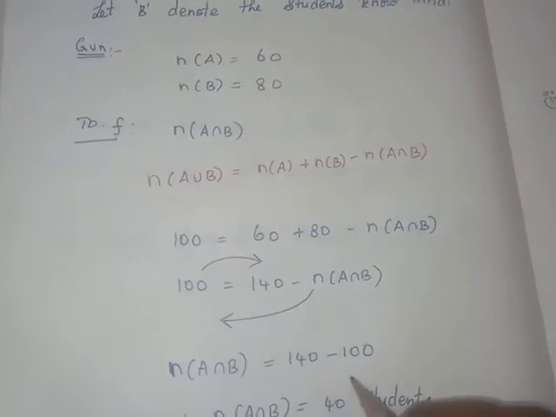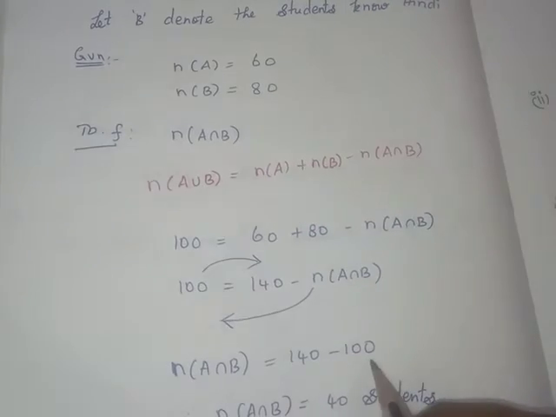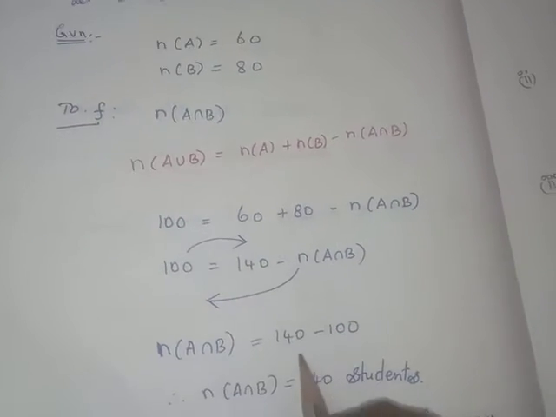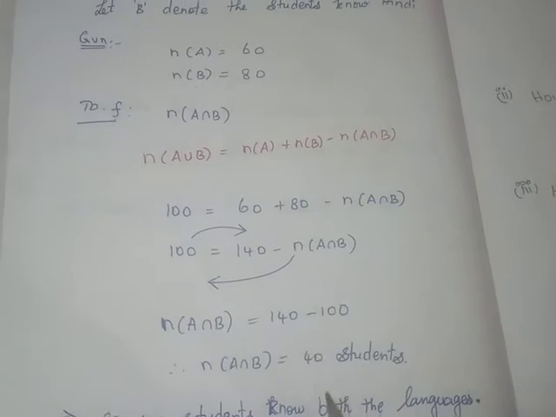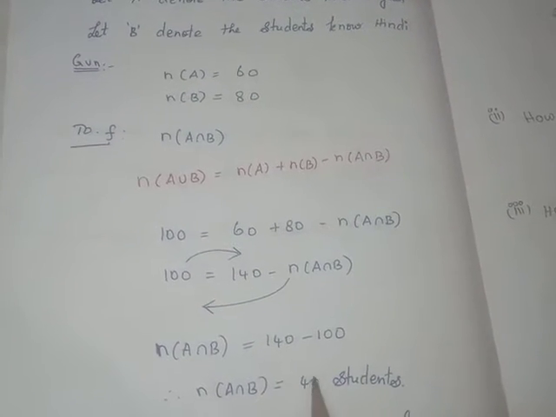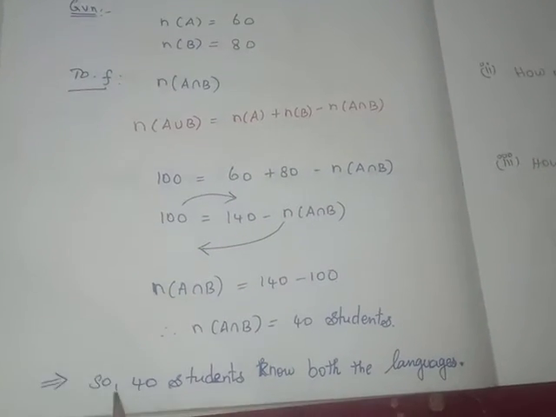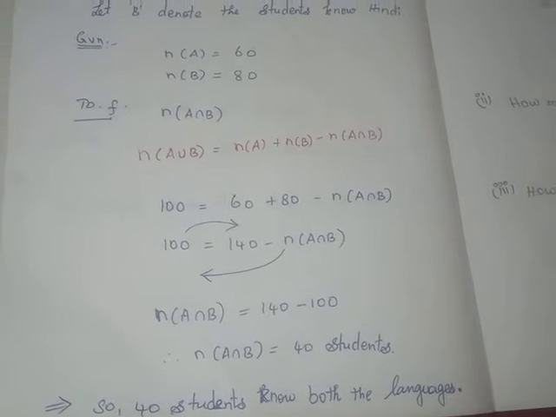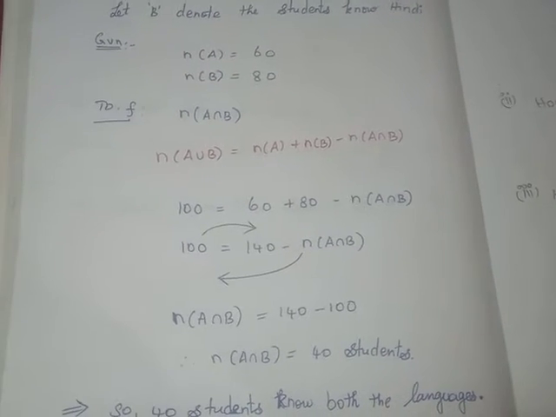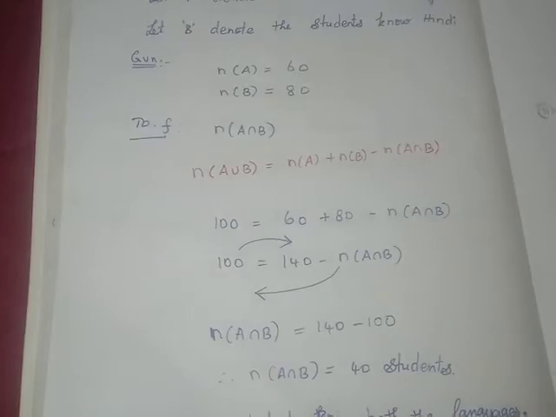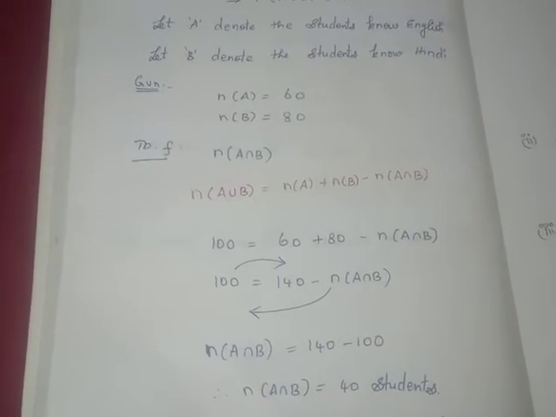The 100 goes to that side, which means it becomes a negative 100. 140 has no change. So 140 minus 100, you get 40 students. Therefore, 40 students know both the languages. So n of A intersection B is nothing but the students who know both. So this is the question, and you find the answer.